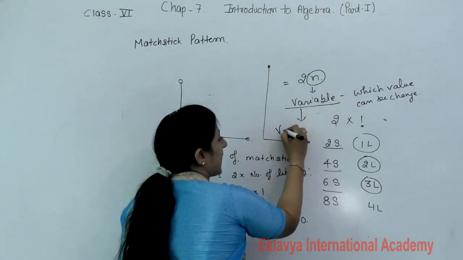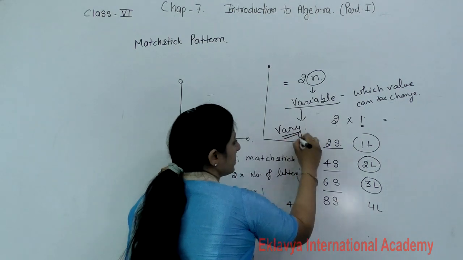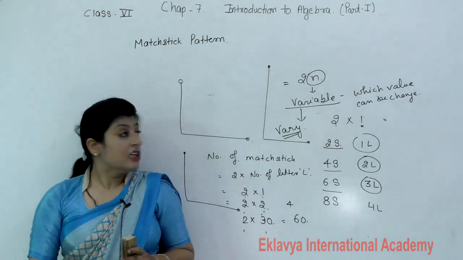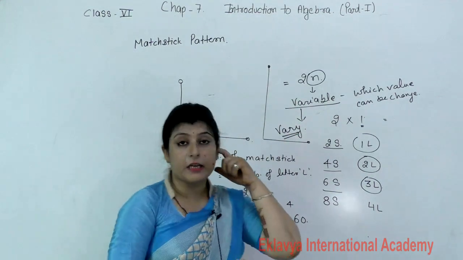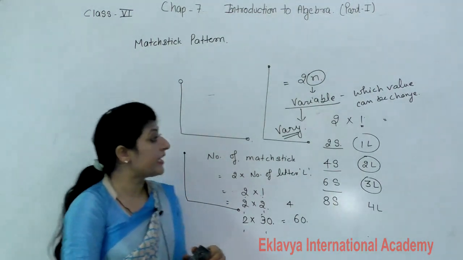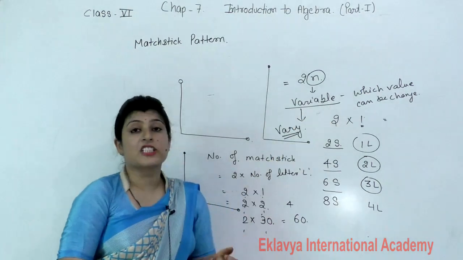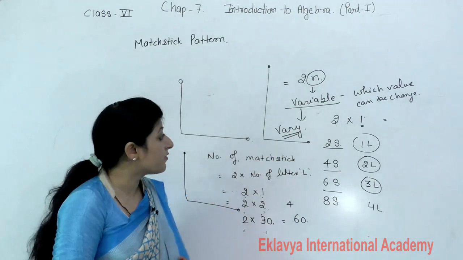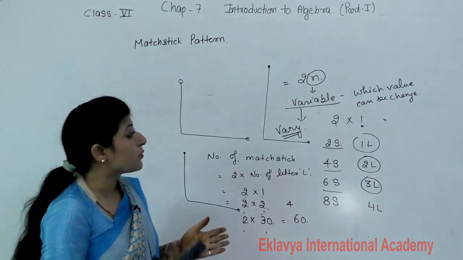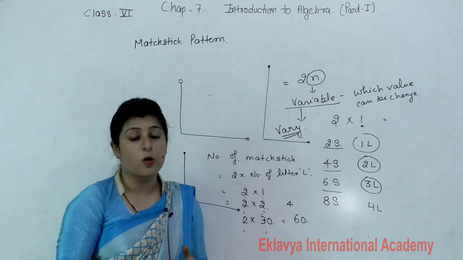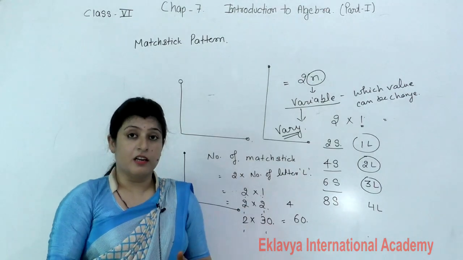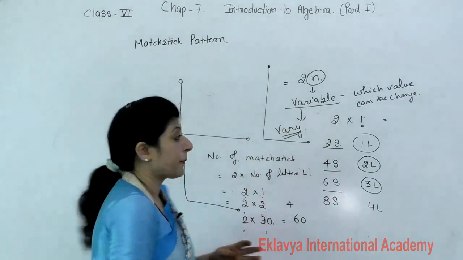Variable basically derives from vary, means it differs from one situation to another. So variable is basically represented by a letter. So this is a very important point of algebra. What is a variable? A variable is what? A variable does not have a fixed value, or we can say its value can be changed according to the situation, according to the question, varying from one thing to another thing.